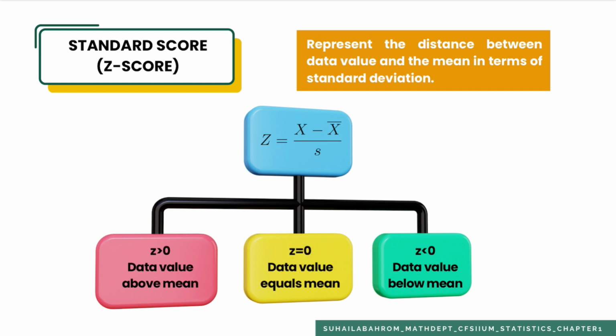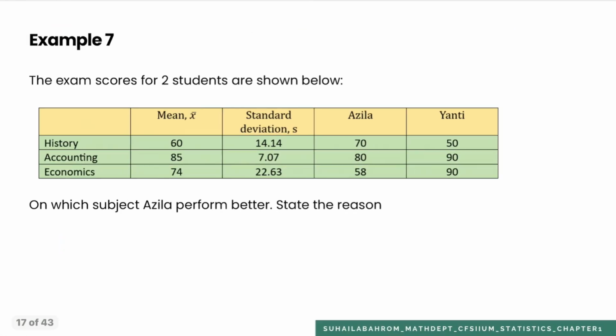When the value of the Z-score is exactly 0, it means that there is no difference between the data you are calculating and the mean, so it is equivalent to the value of the mean. And if the value of the Z-score is less than 0, it means that the data value is below average, or below the value of the mean. So let's look at the example here.